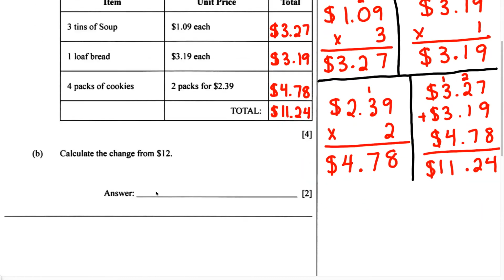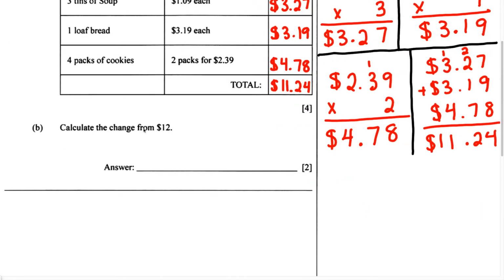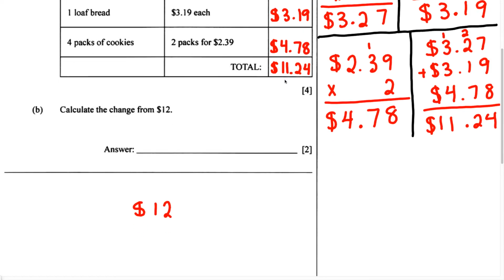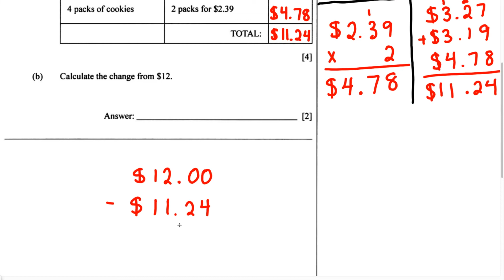Now part B says, calculate the change from $12. In order to solve this, we're just going to subtract the total, which is $11.24, from $12. We're going to write $12 minus the total, which is $11.24. Now all we're going to do is add a decimal point and 0 cents for $12. Now we're just going to subtract this.